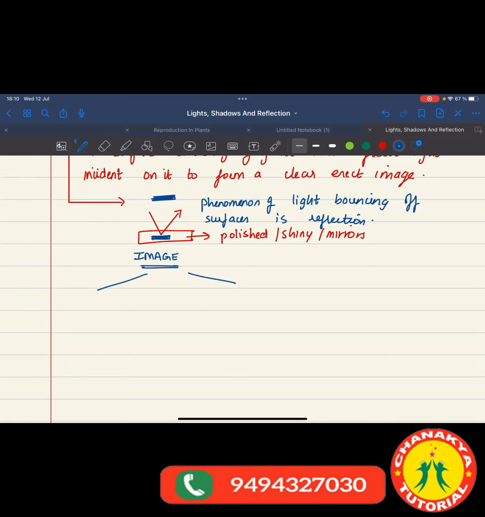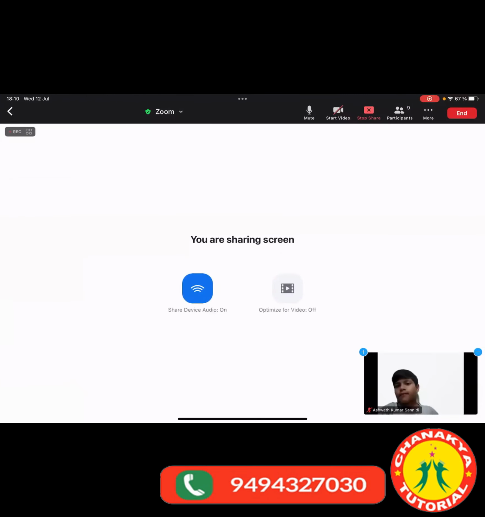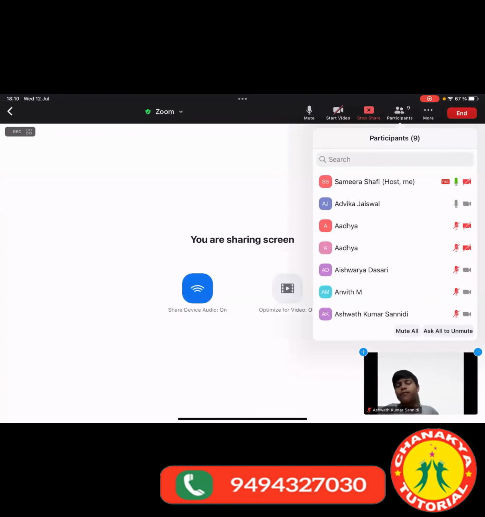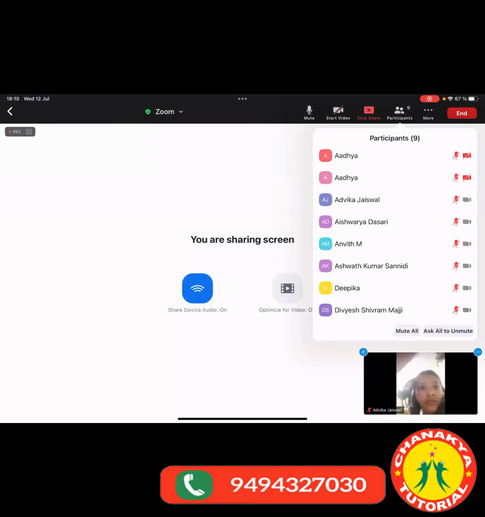What are the two types of images? Anybody, any idea? Okay, anybody? Is it reflection or reflection? It's reflection. Reflection. Yeah. I'm asking you, what are the two types of images? Anybody who knows can raise your hand.